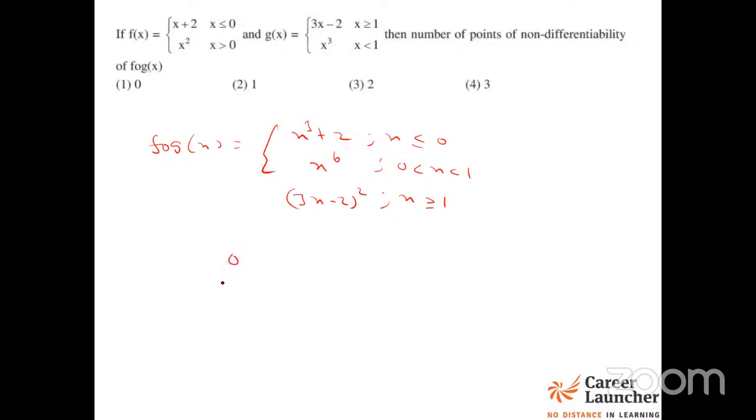This is how we get it. At 0, if you observe, it's neither continuous nor differentiable. At x equal to 1 it is continuous, but is it differentiable? Yes. If you find the left hand derivative at 1, it is 6, and the right hand derivative is also 6. So at x equal to 1, left hand derivative is equal to right hand derivative. So only at one point it is not differentiable, which is at x equal to 0.